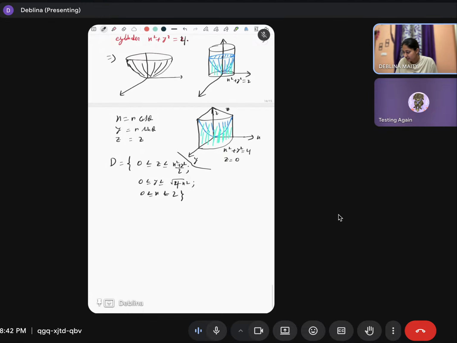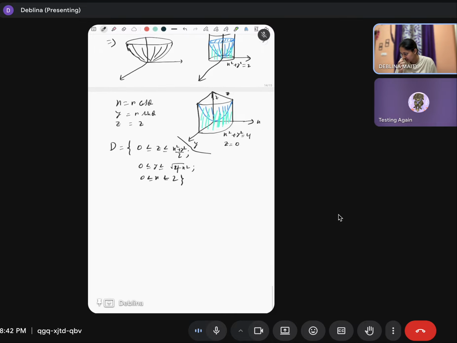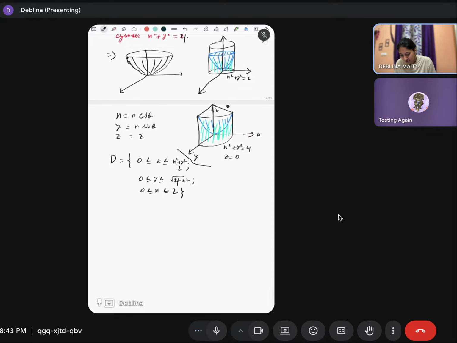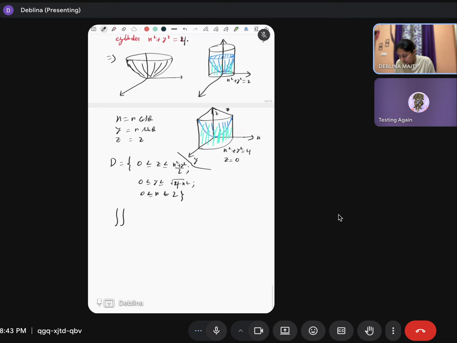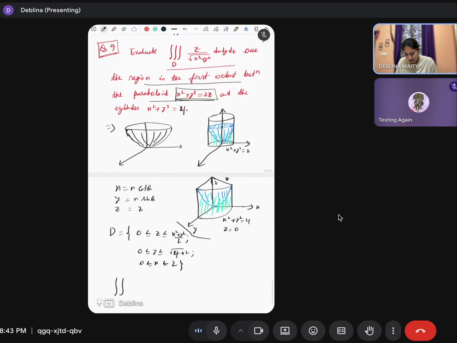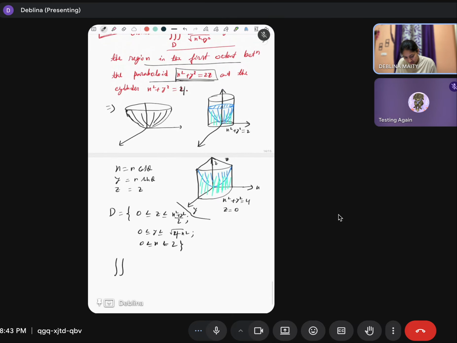So now if we integrate, since this is a cylinder, the Jacobian will be r, right? So r goes from 0 to 2. Theta goes from 0 to pi by 2, since this is in the first octant, right? The whole range of theta is pi by 2.